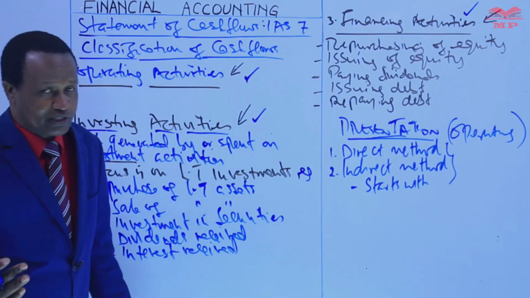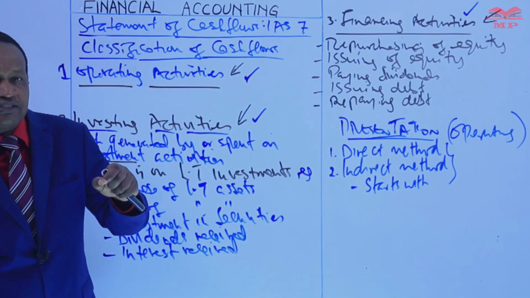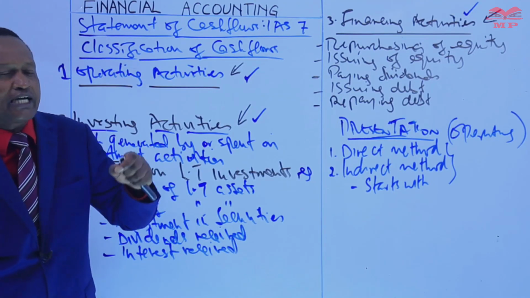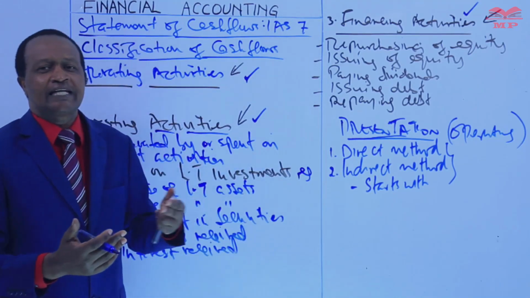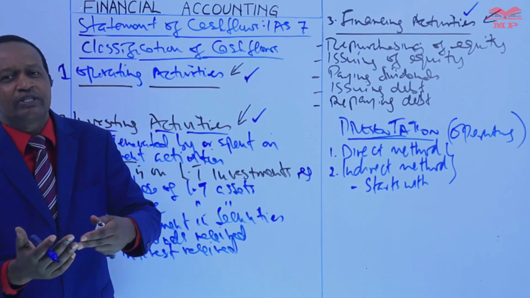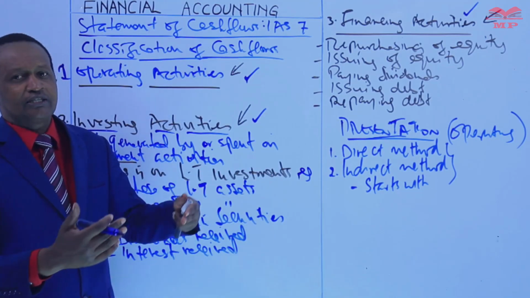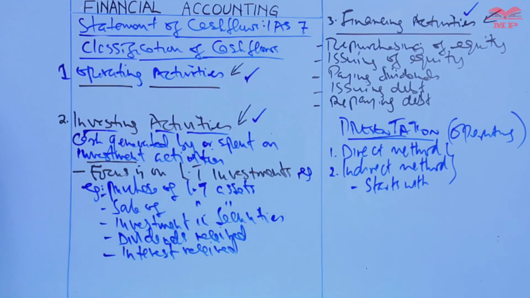With the direct method, the operating activities are presented directly. The method directly presents cash inflows and cash outflows from operating activities, but the indirect method is not direct. It starts with the net income and then adjusts for the non-cash items and changes in working capital in order to arrive at the net cash provided by operating activities. We're going to have an illustration, and in this illustration we're going to use the indirect method.